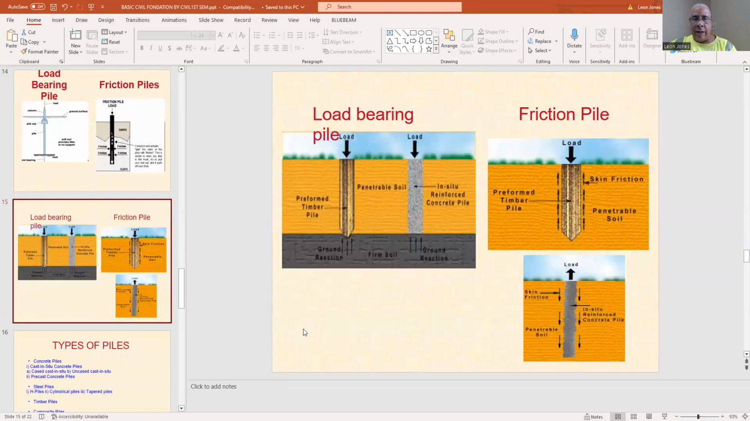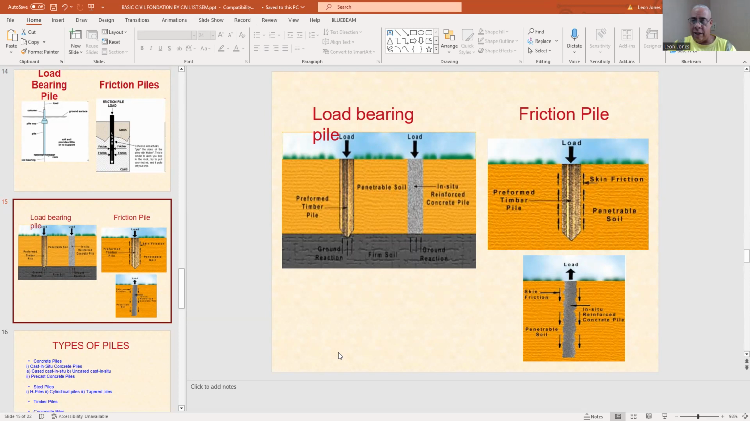Again, here are your load-bearing piles and your friction piles. You can see here's the ground reaction, firm soil, your in situ reinforced concrete pile, your penetrable soil, your preformed timber pile, skin friction. This is your friction pile. Penetrable soil, your skin friction, penetrable soil, your in situ concrete or reinforced concrete pile.